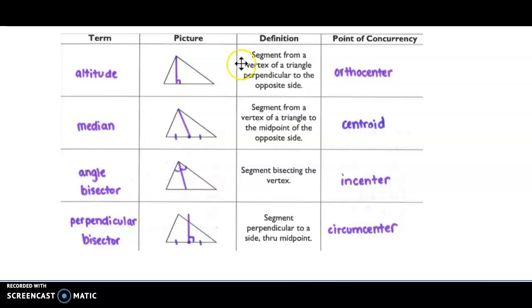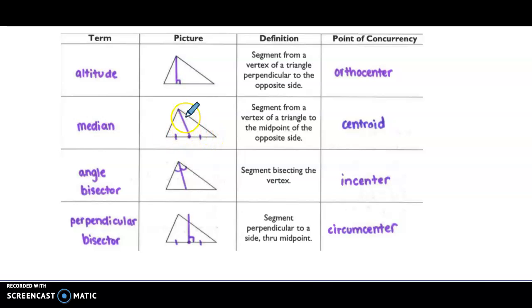Let me explain that here with median. Now, with median here, you'll notice a median is from a vertex, from a corner of a triangle, to the midpoint of the other side. It does not cut that angle in half. That's what the angle bisector is. So median talks about splitting the side of a triangle in half.